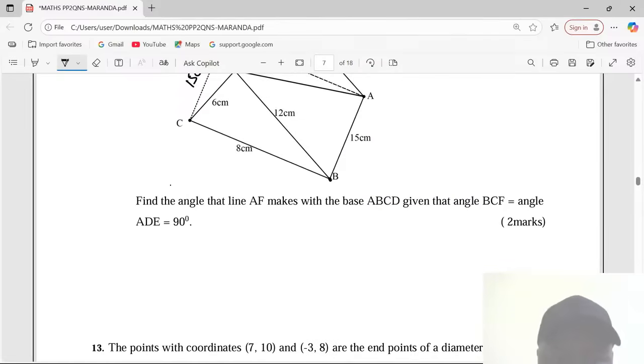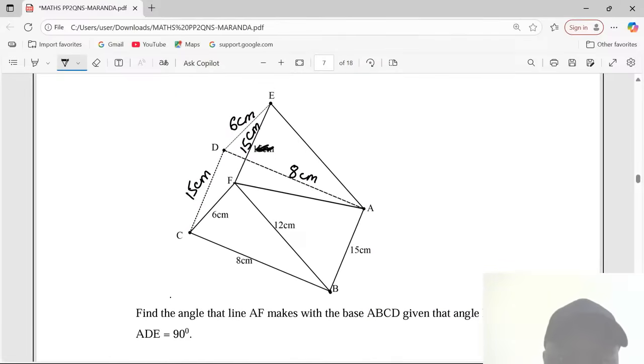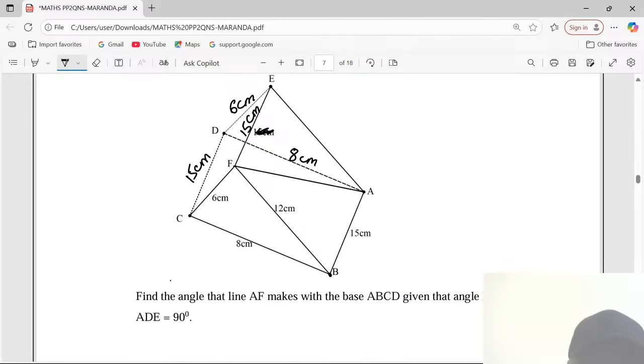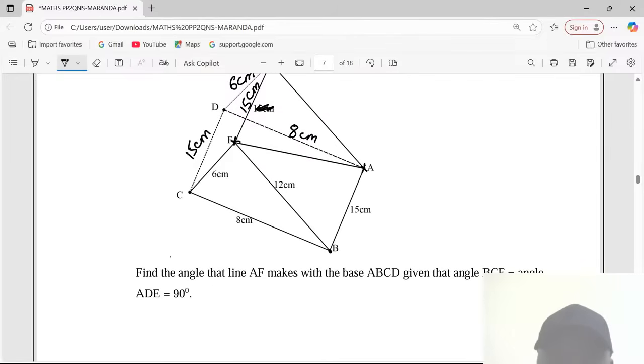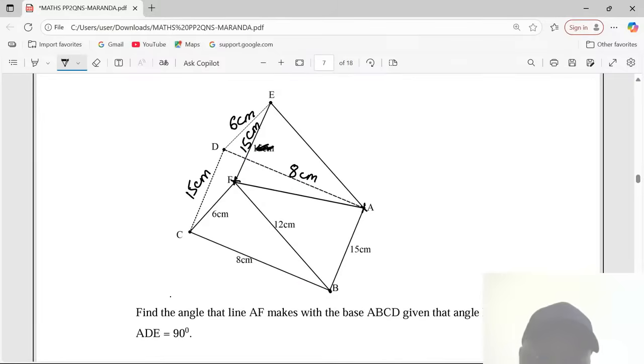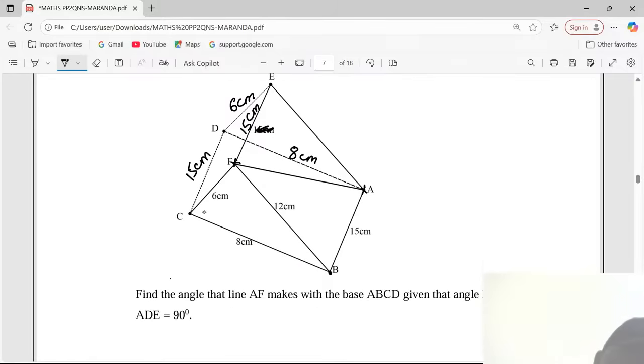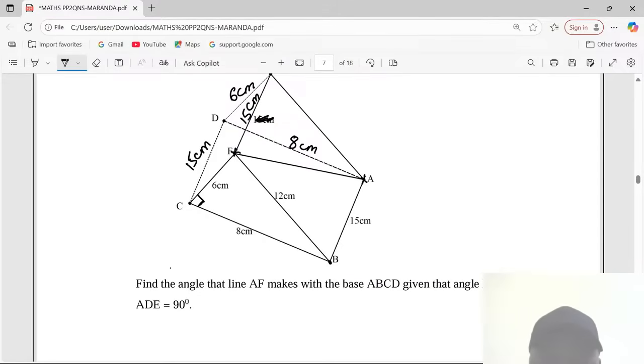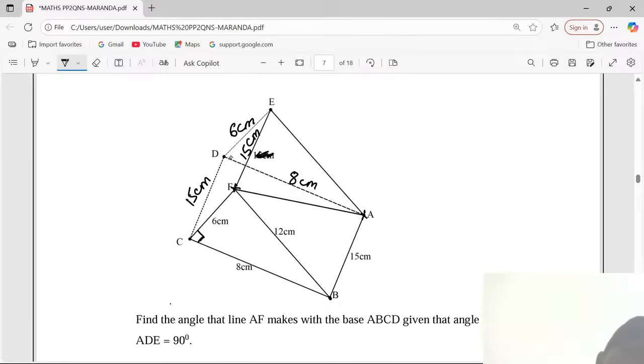Line AF. Let's look at line AF. We can see line AF is from the bottom to the top. Line AF makes an angle with the base. The base is ABCD, given that BCF is 90, so it's right angled at this point. And also ADE is right angled. So the prism is right angled at those points.